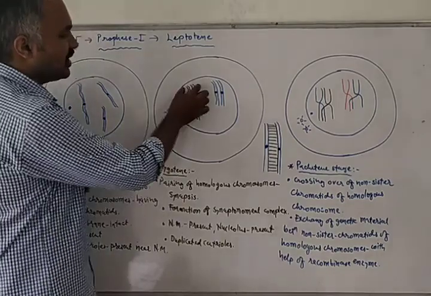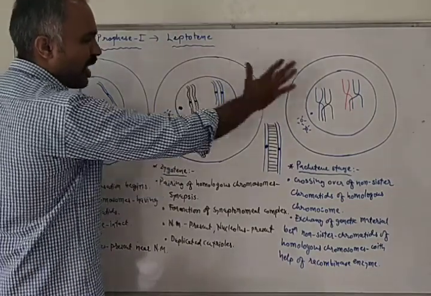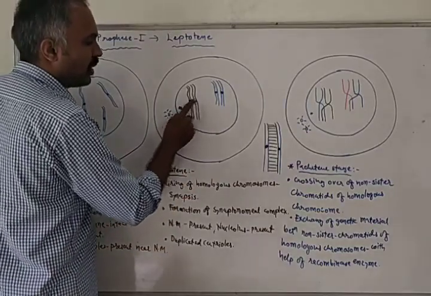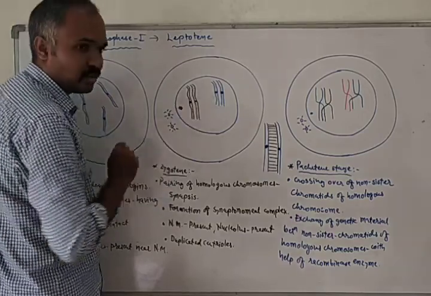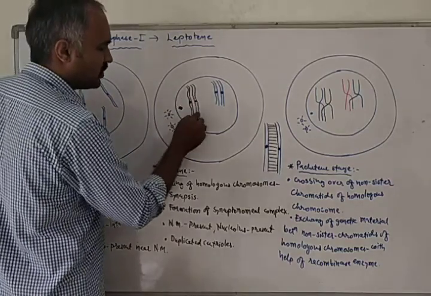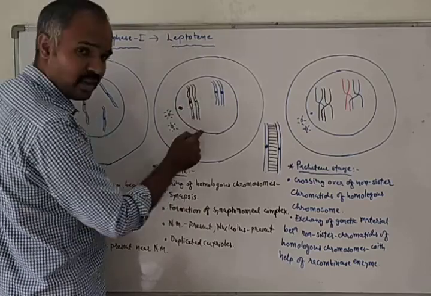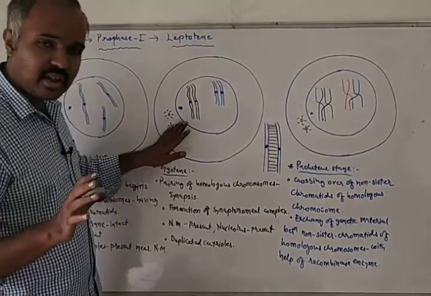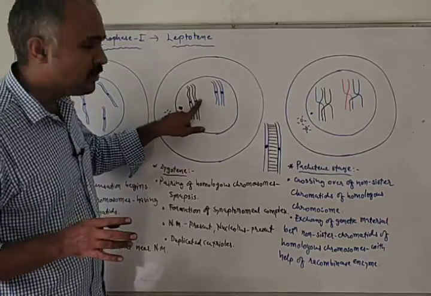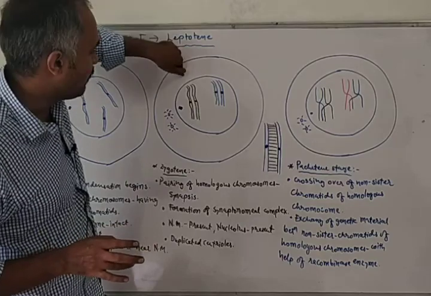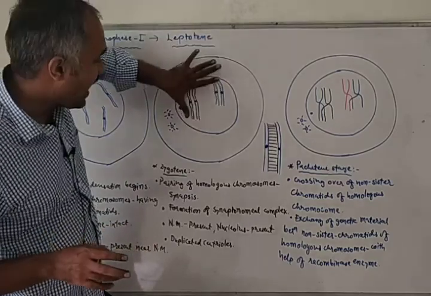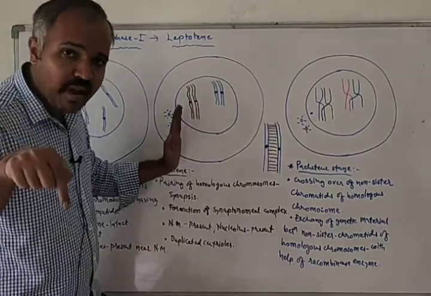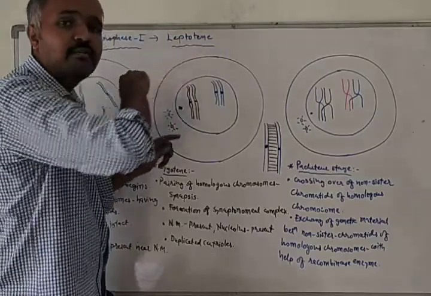A pair is there, but this is a two-dimensional board, so I have to draw this chromosome adjacent to the other chromosome. Actually, the second chromosome is behind the first chromosome. Because the board is two-dimensional, I have to draw the second chromosome adjacent to the first, but in fact it is lying behind the first chromosome.